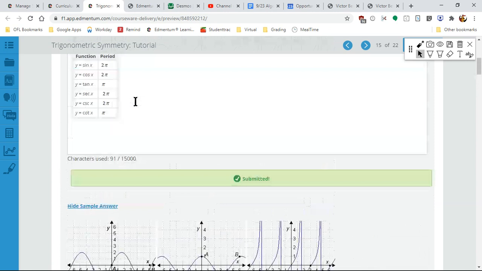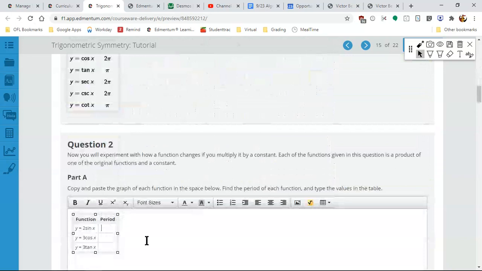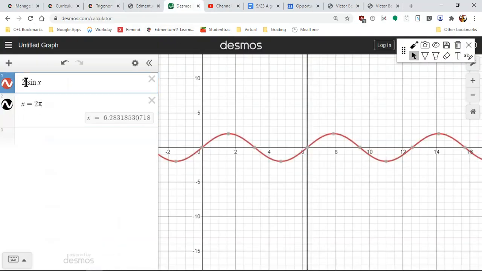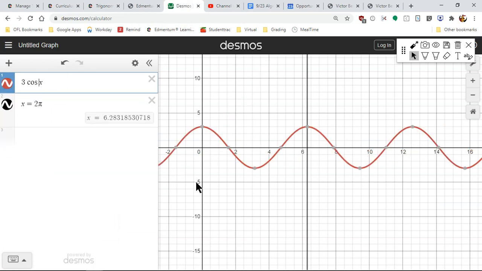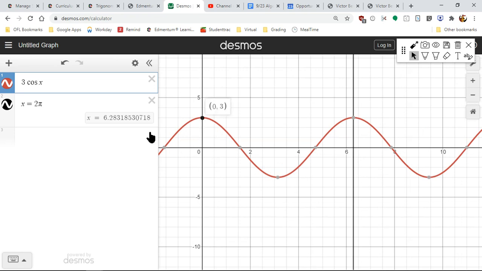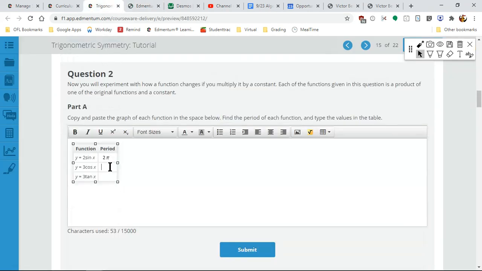Oh, I can't copy it from there because that's the sample answer. I'm going to put 2 pi here. What if I have 3 cosine? Maybe 2 didn't change it, but maybe the 3 for cosine changes it. Nope. Looks like it repeats. Again, it starts at 1, and it looks like it's back at 1. The only thing that's changing, it looks like, is the amplitude, how tall it is. Remember, it only went up to 1 before, but if we're multiplying by 3, that 1 becomes a 3. So it's still 2 pi.